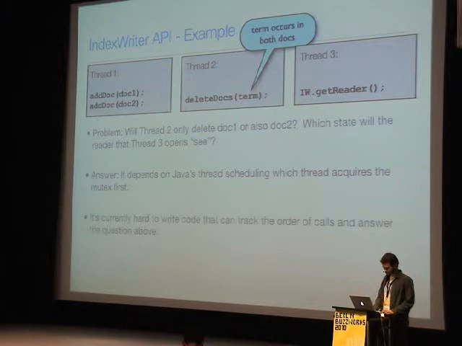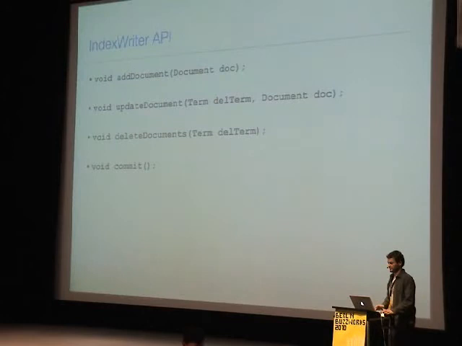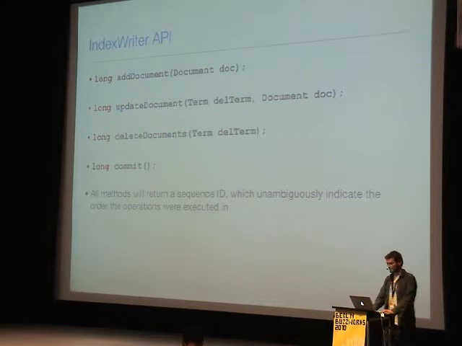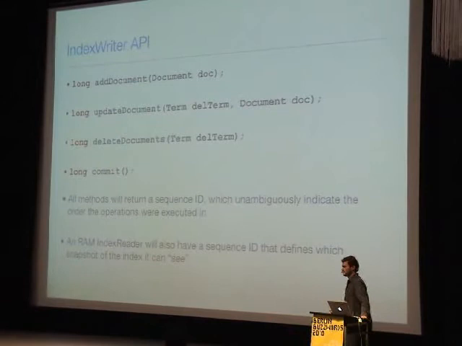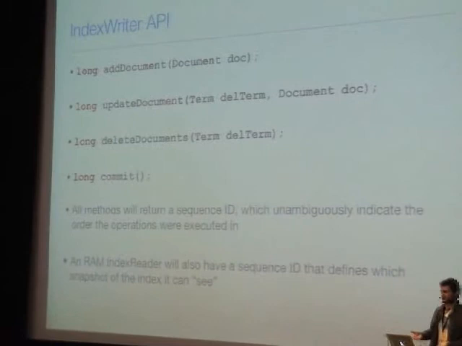So since it's currently very hard to track in which order these things happen in Lucene, we are changing these APIs to actually return now a value. And the value is what we call a sequence ID. And the sequence IDs are IDs that are incrementing, and they tell you unambiguously in which order the operations were executed in. So an index reader will also have a sequence ID, and that will tell you what the last operation is that it can actually see and query on.